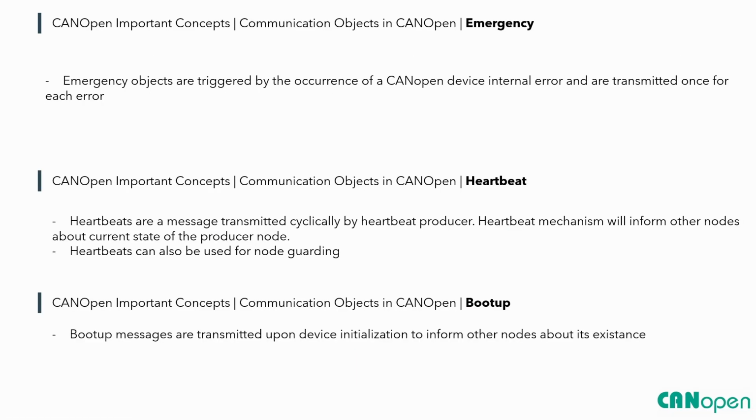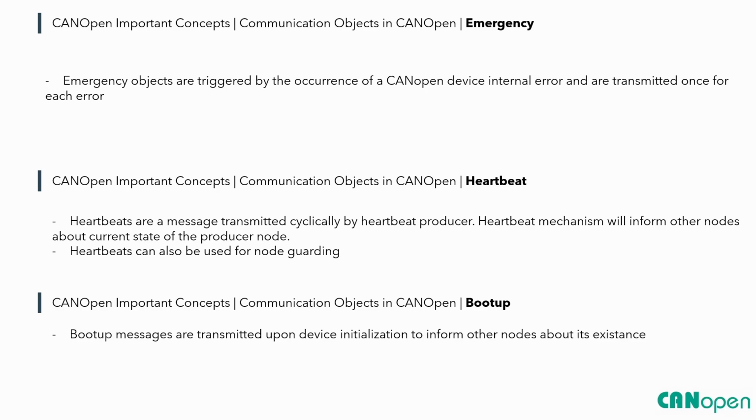We have a couple of concepts I would like to discuss before going to the practical part. In CANopen we have the emergency object, which is triggered by an internal error of the CANopen device. If something goes wrong in the CANopen stack or the application, we can generate emergencies, and they are immediately transmitted over the CAN bus. Emergency packages usually have the highest priority, and they are transmitted once for each error.